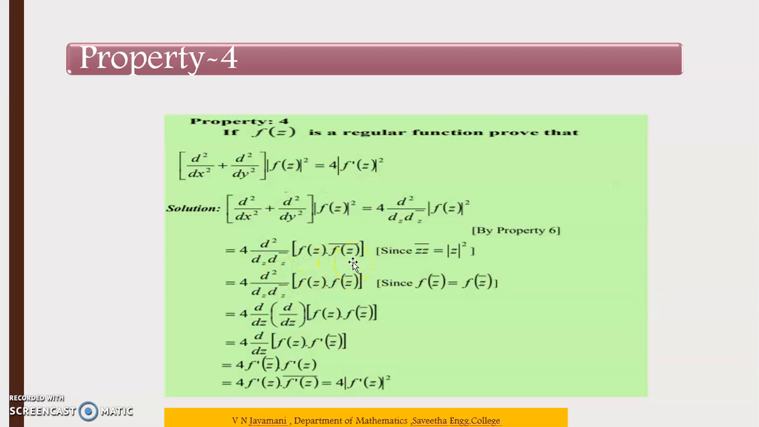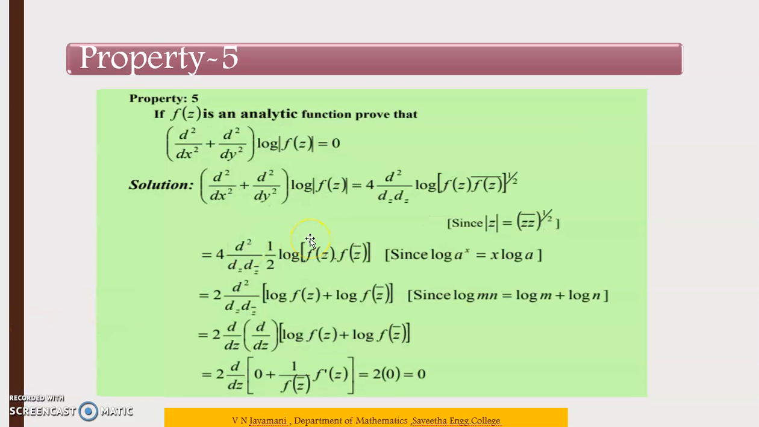So now we differentiate 4 d/dz of d/dz̄ of f(z) f(z̄). Differentiating with respect to z̄, f(z) stays and we get f'(z̄). Next, differentiating with respect to z, we get f'(z). So f'(z) times the conjugate of f'(z) can be written as 4 |f'(z)|². Similarly, |f'(z)|² can be written as f'(z) f'(z̄). Hence the proof.